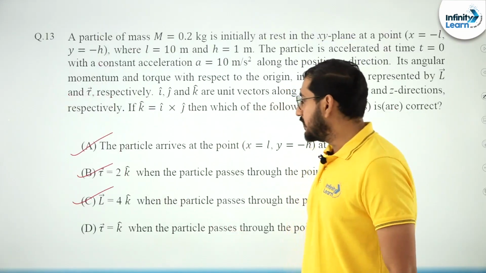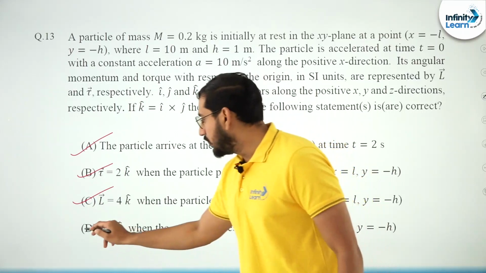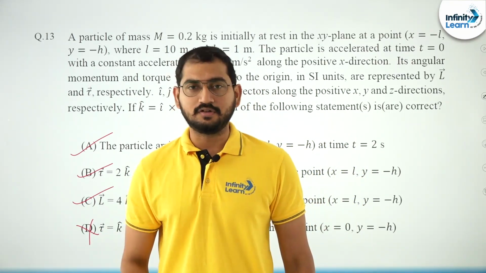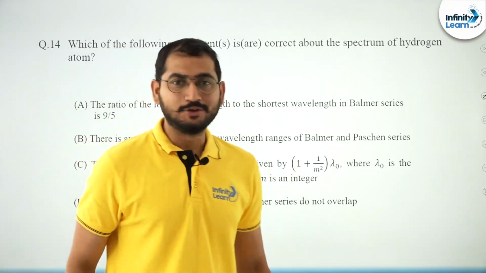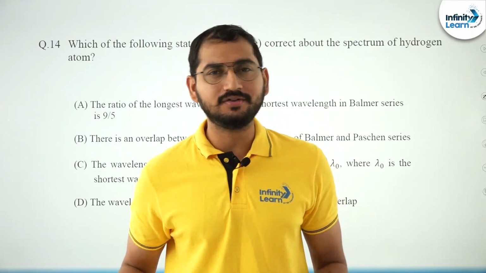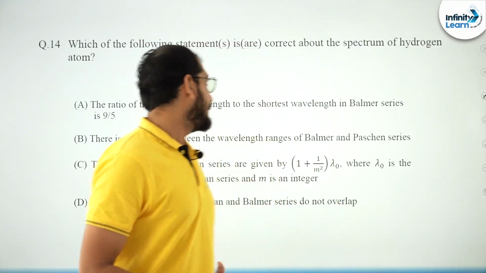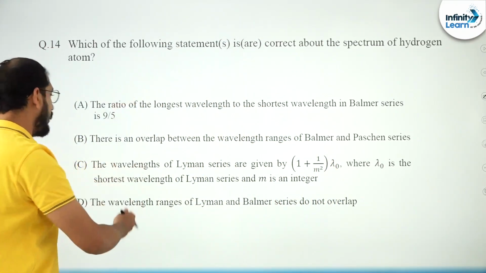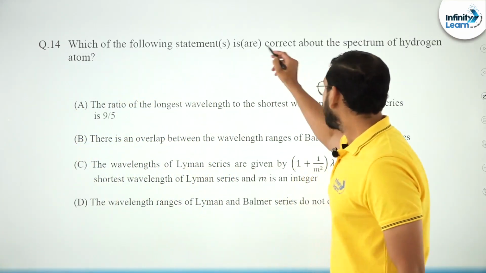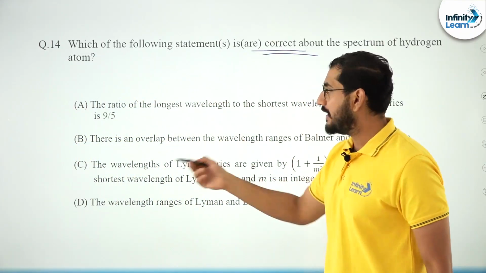Okay, so if I check, option D does not match. So A, B, C is the correct answer key for this question. So students, now we are going to discuss our next question, which is based on the hydrogen spectrum. In this question, we have to go through all the options one by one. We have to select the correct options out of A, B, C, D.